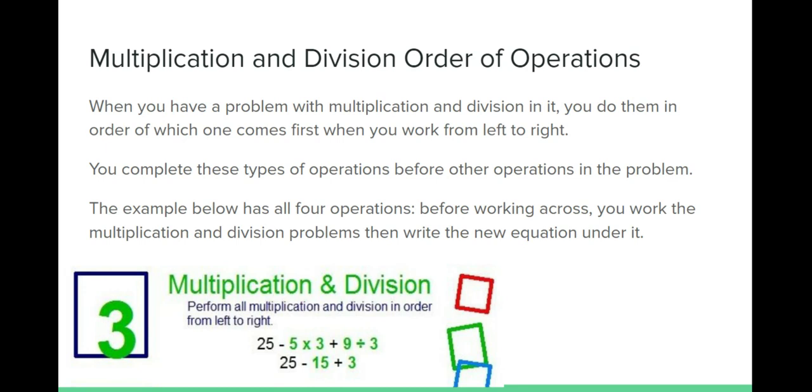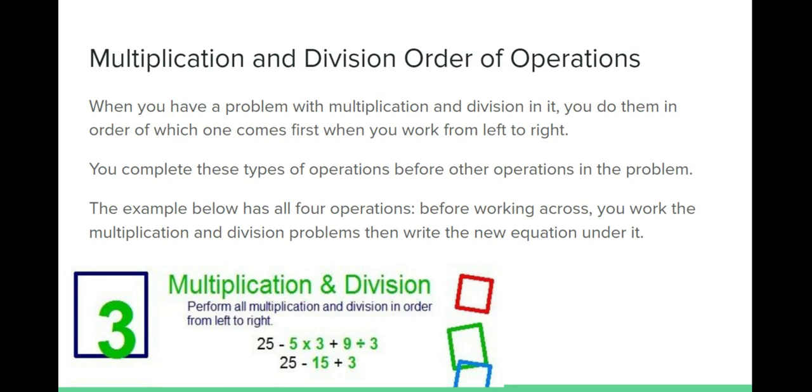So I need to look, okay, that is 5 times 3, and that is 9 divided by 3. So I'm going to work it after I figure out where my multiplication and my division are, because they come first. Then I'm going to work it left to right. So 5 times 3 is 15. 9 divided by 3 is 3. And then that gives me a whole new equation that I write underneath it. So I did not do anything with the subtraction problem that was at the beginning.